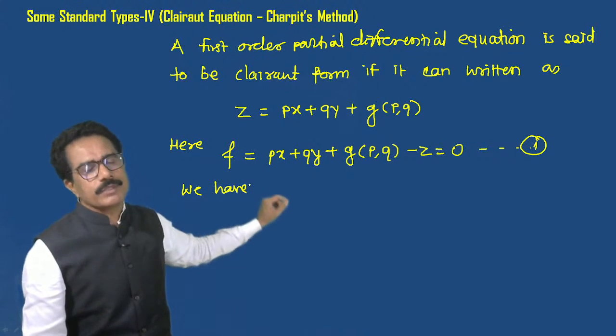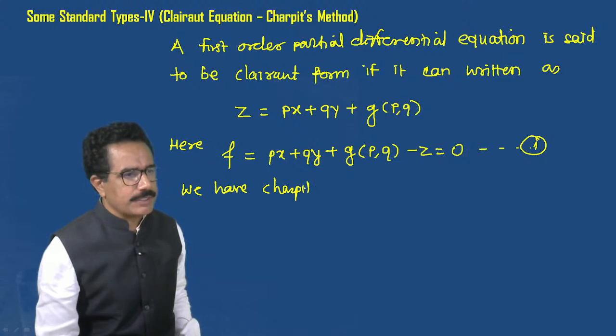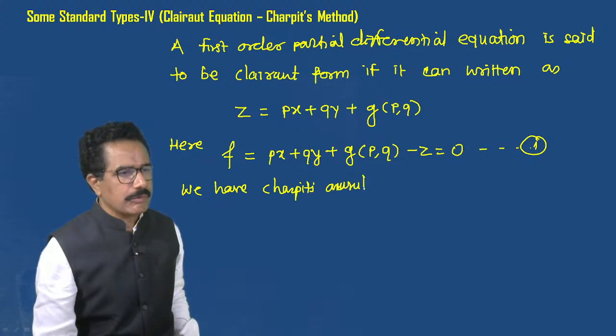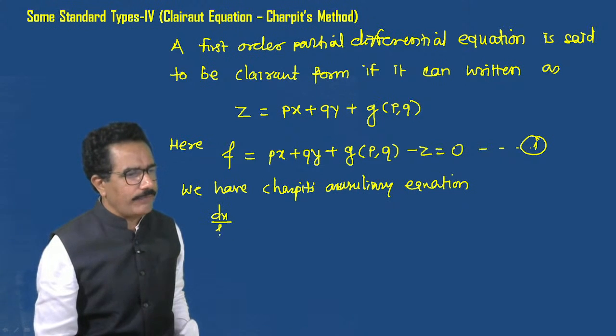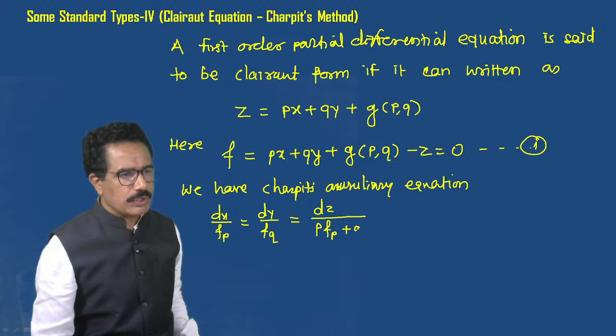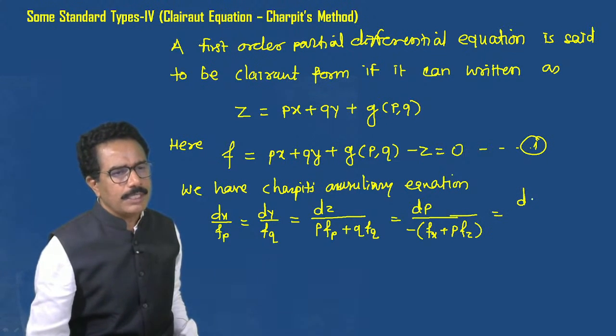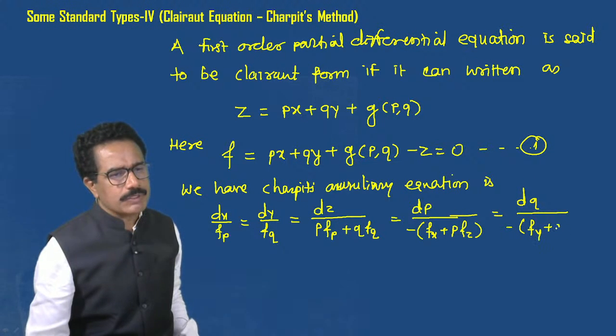Understand this method, students, it is very easy, but you have to understand how we get this solution. We have the Charpit's auxiliary equations: dx divided by fp, which is equal to dy divided by fq, which is equal to dz divided by p into fp plus q into fq, which is equal to dp divided by minus fx plus p fz, which is equal to dq divided by minus fy plus q fz.